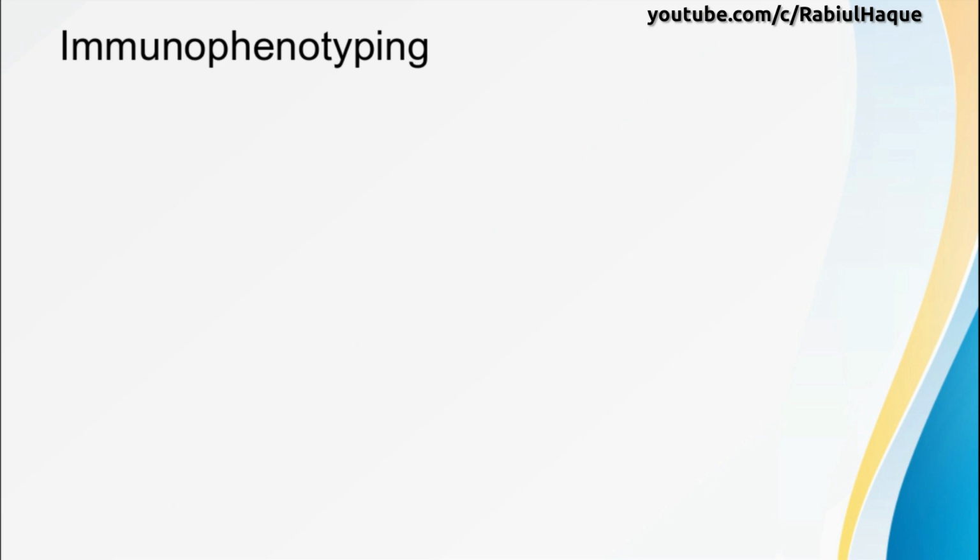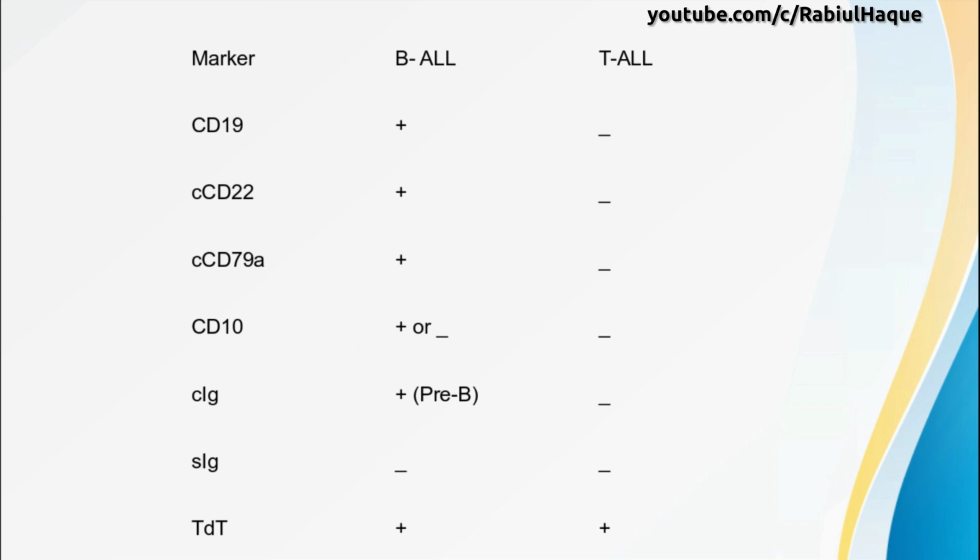Now, regarding immunophenotyping, always remember that immunophenotyping will help us in understanding whether the acute lymphoblastic leukemia is of B cell origin or T cell origin. For example, in this slide we can see the markers that are positive mostly in B cell acute lymphoblastic leukemia. They will include CD19, cytoplasmic CD22, cytoplasmic CD79A. These are positive in B cell acute lymphoblastic leukemia.